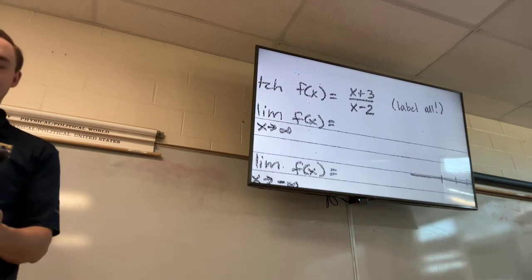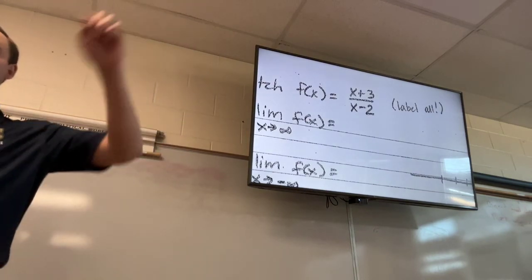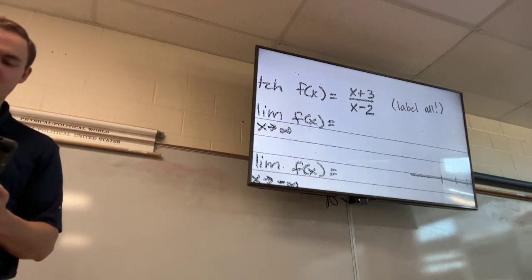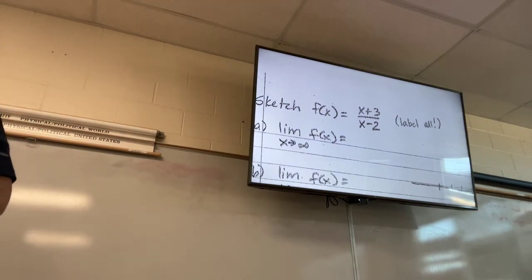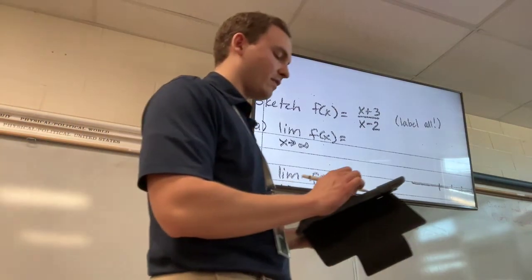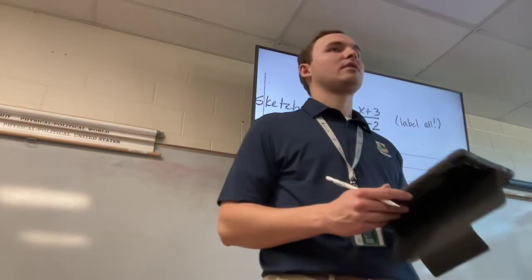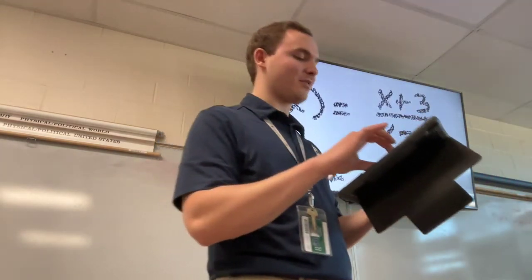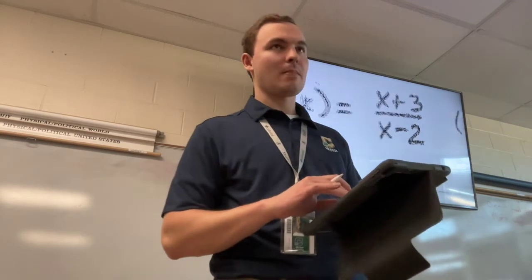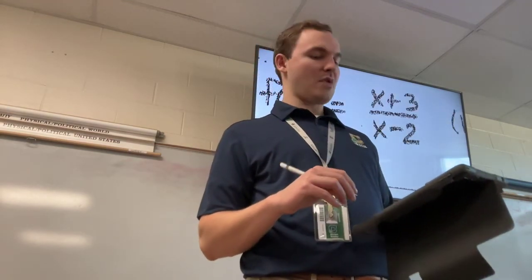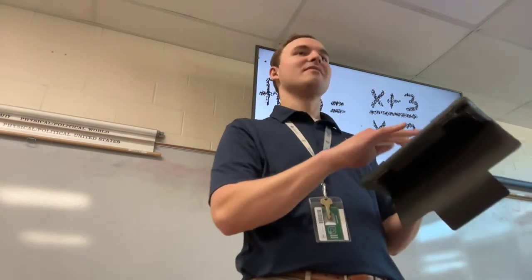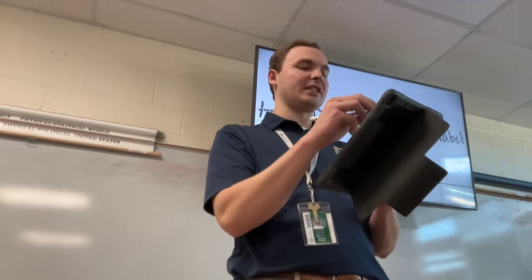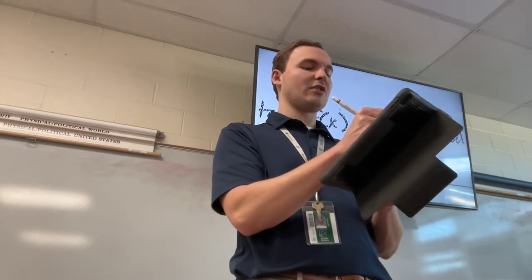All right, first step, we want to sketch this. Step 1. What's the first thing I do when I graph a rational function? Can I factor anything? No. Okay. So now, finding the zeros. How do I find the zeros, Caleb?